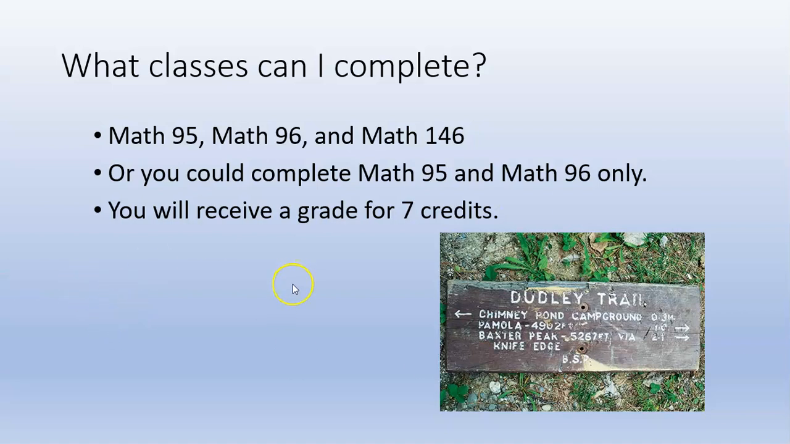Either way, you will receive 7 credits. Everyone gets a grade for 96, and that's a 2 credit, and then you either get the 5 credit 95 or the 5 credit 146.